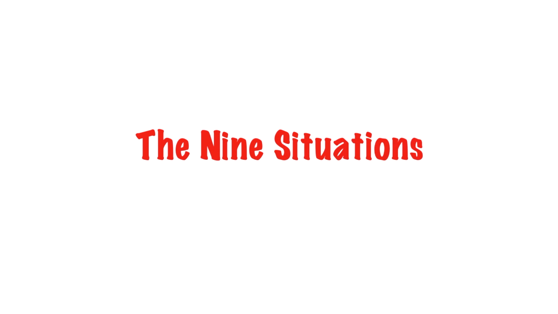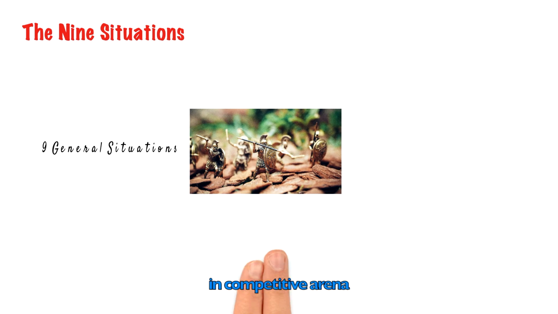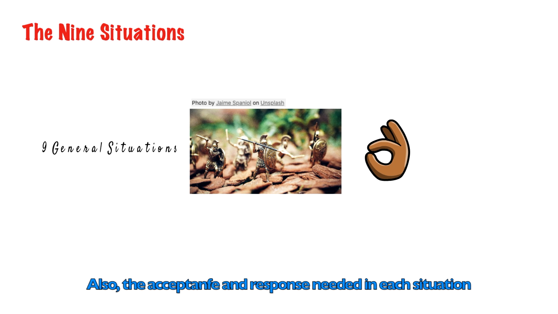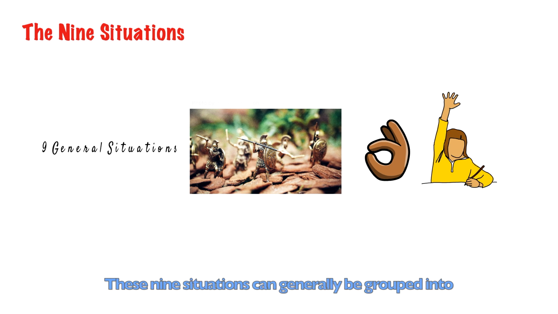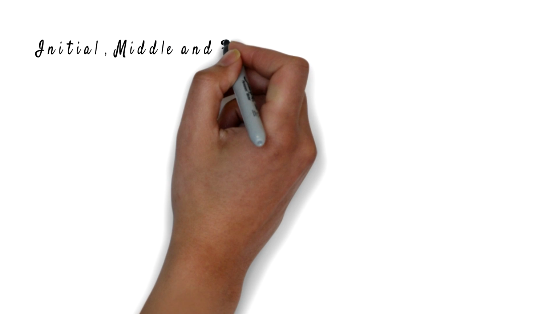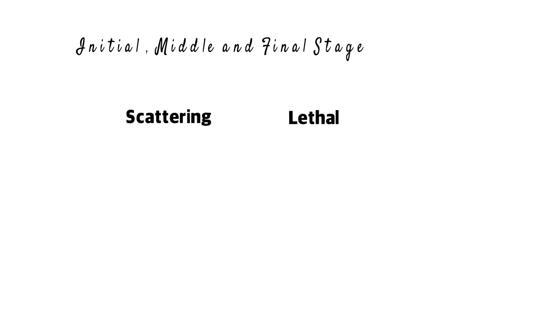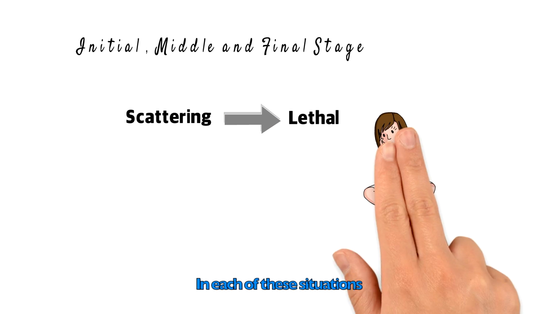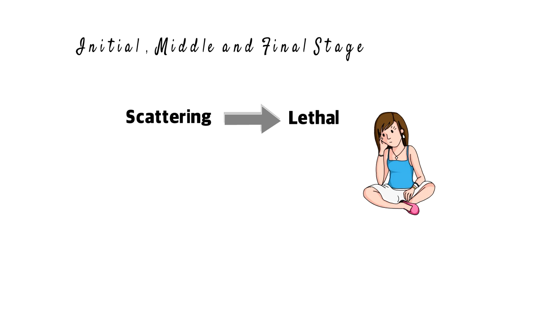The 9 Situations. This chapter defines 9 general situations in competitive arenas, and also the acceptance and the response needed in each situation. This is the last and longest chapter of the book. These 9 situations can generally be grouped into initial, middle, and final stages, and they range from scattering to lethal. In each of these situations, there is one and only one appropriate response.